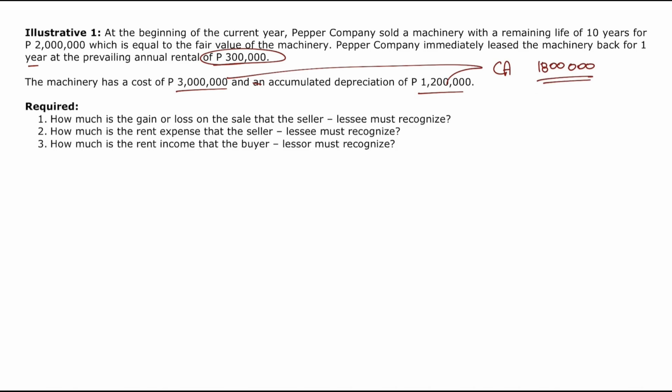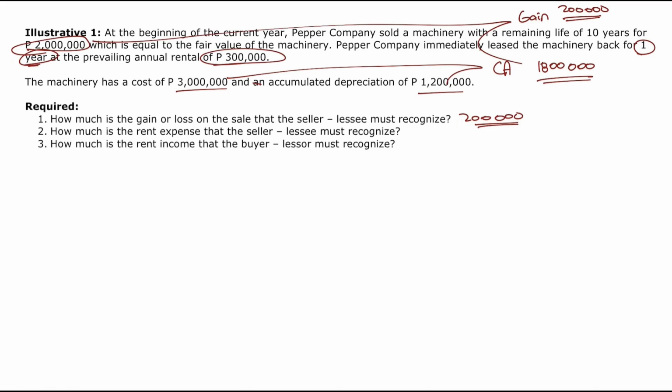Okay? Since the lease is only good for 1 year, we can now use the operating lease accounting. So in number 1, if we are asked how much is the gain or loss on the sale that the seller lessee must recognize, our final answer will be the selling price of 2 million pesos minus the carrying amount of 1.8 million pesos, or a gain of 200,000. So requirement number 1, 200,000 is our final answer.